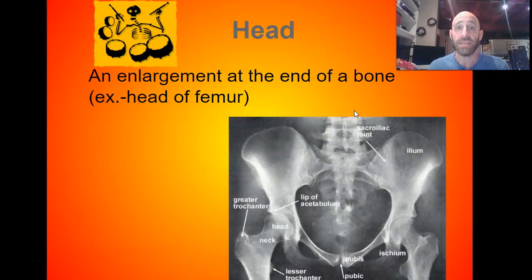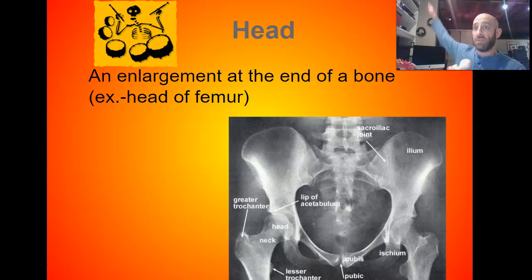The next process is called a head. The head is just an enlargement at the end of the bone. The most common example that you would probably think of is the femur. It's this rounded head here. There's also one in the humerus, which is your arm bone. And what that does is it allows for rotation, right? I'm able to do this because the head of my humerus is rounded like the head of my femur, and it allows for rotation.